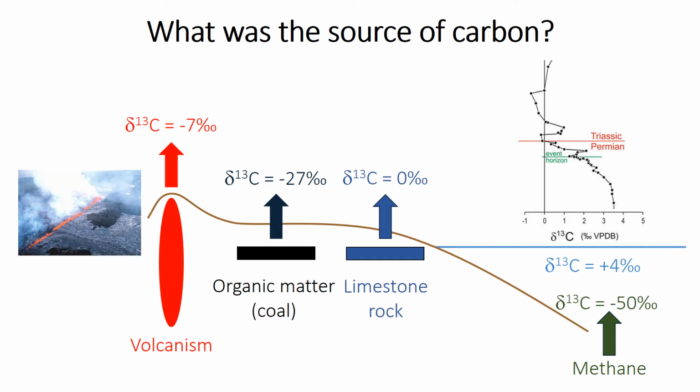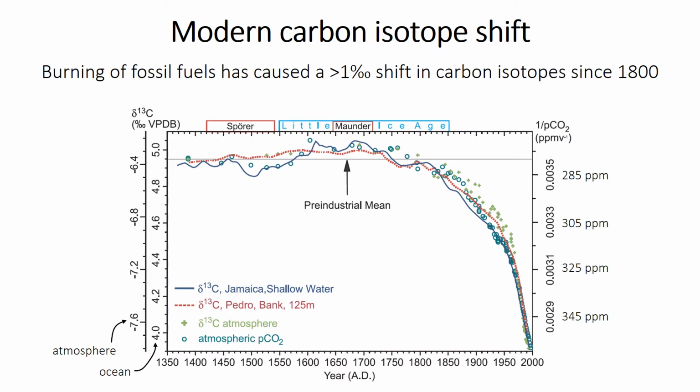It requires a bunch of other data, and so it seems from all this work that the carbon that was added during the Permian extinction was mostly from volcanic with a little bit of organic matter sources. And so we'll come back to this at the very end. But actually, this is kind of a side story here.